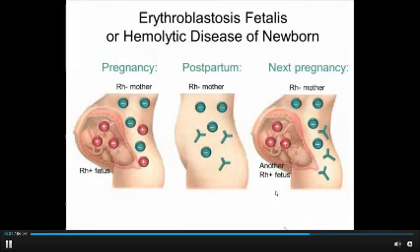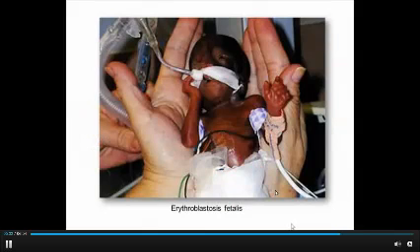So if she gets pregnant again and carries another Rh positive fetus, the antibodies are small enough that they can cross the placental barrier, and they will attack the red blood cells of the baby, causing massive hemolysis. Depending on how severe this disorder is, it may result in spontaneous abortion in early stages of the pregnancy, or the kid may be delivered early, and that is called erythroblastosis fetalis, or hemolytic disease of the newborn.